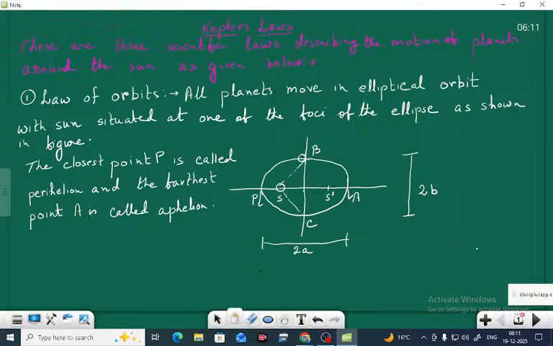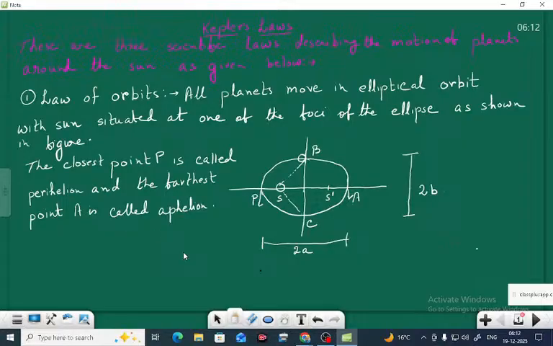So what we find is that this is the law of orbits. All planets move in elliptical orbit with the sun situated at one of the foci of the ellipse, as shown in the figure. The closest point P is called perihelion and the farthest point A is called aphelion, right?